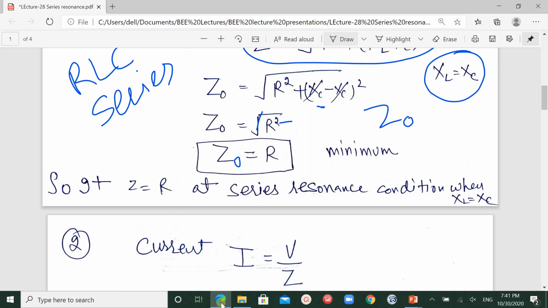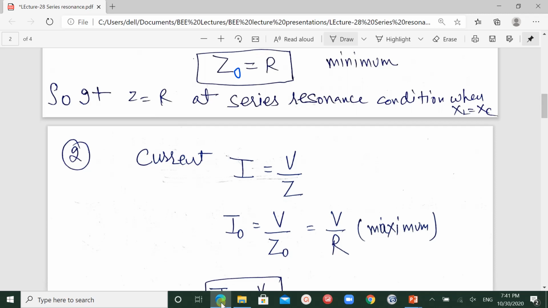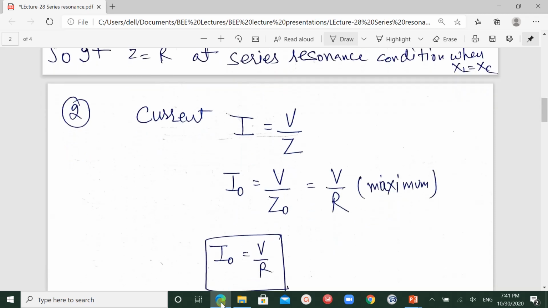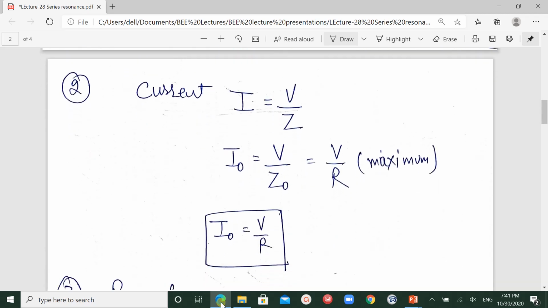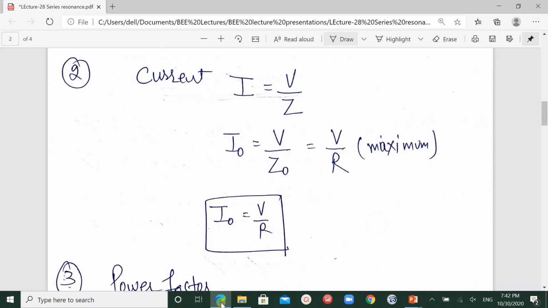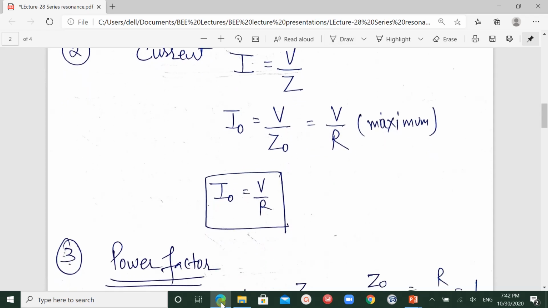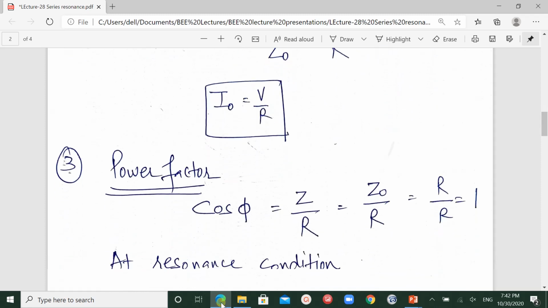The second term is current. I is equal to V upon Z, and we find the resonant current. I naught is equal to V upon Z naught, and we found that Z naught is equal to R. So V upon R is the resonant current.